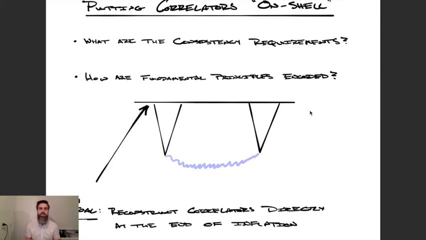So, a big question is what are the consistency requirements that cosmological correlators have to satisfy? And related to that, how are the fundamental principles that we hold near and dear, things like unitarity, locality, and causality, how are these things encoded in the final answers, the final cosmological correlators themselves? Understanding the answers to these questions may give us some hints as to why these things are even there to begin with.